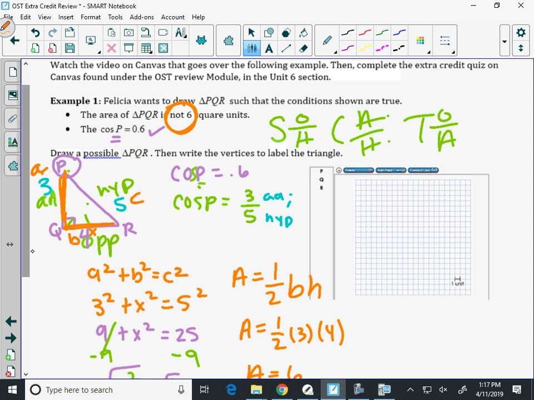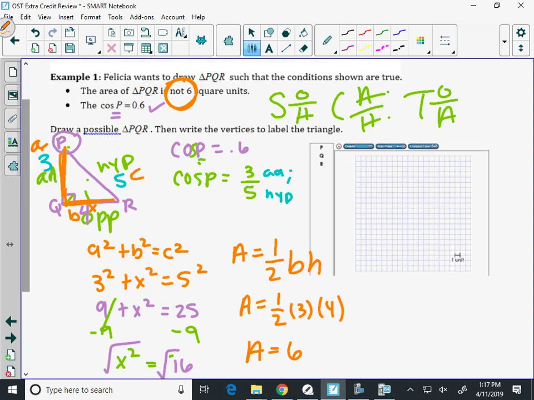So what you're going to have to do is pick any number. I would not pick a very big number. I'd pick a number like 2. And you're going to multiply all the sides by 2 to get your new triangle. And then you're going to plot that new triangle on the grid. So if we multiply 3 by 2, it's 6. 5 times 2 is 10. And 4 times 2 is 8.